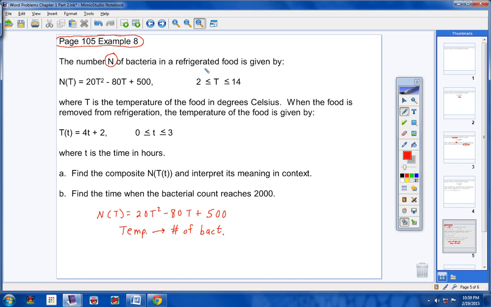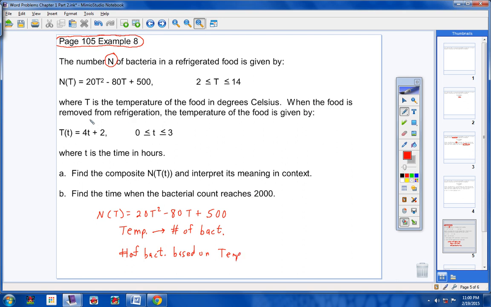It tells you n of t, number of bacteria based on the temperature. So I tell you the temperature, and you can tell me the number of bacteria. Now, notice your temperature has to be between 2 and 14 inclusive, okay? But if I give you a number in this domain, you can put it in and tell me the number of bacteria. Got it? So we have number of bacteria based on what? Temperature. Number of bacteria based on the temperature. Alright, now let's continue on.